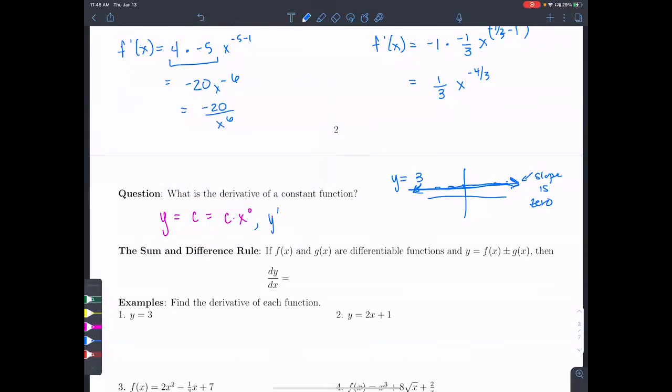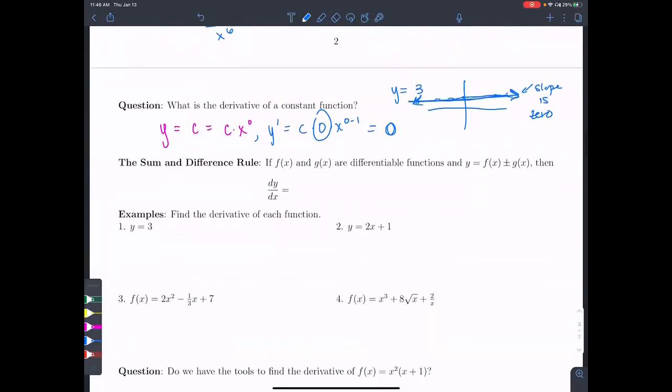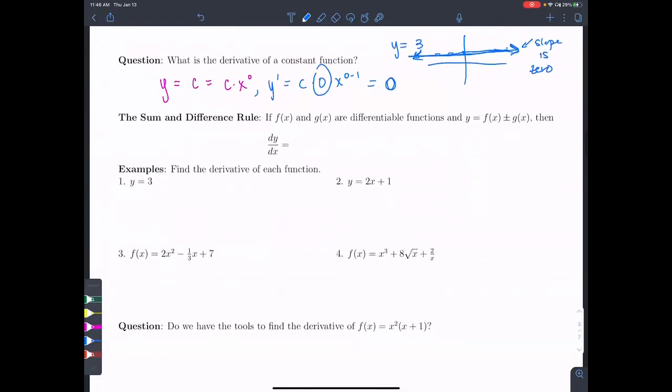So if you were taking the derivative, you would leave that constant alone, do exponent down front, decrease it by 1. So times x to the 0 minus 1. So that would just be 0 because of this 0. So the derivative is 0.